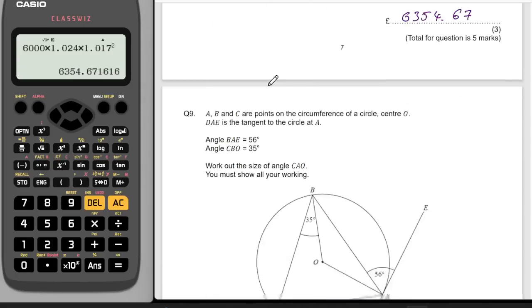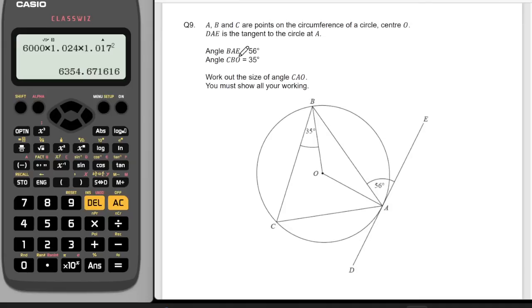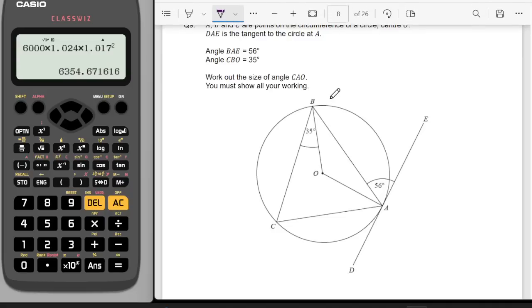Okay, question 9 then. So ABC are points on the circumference of a circle, centre O. ADE is the tangent to the circle. Angle BAE is 56 degrees. Angle CBO is 35 degrees. Work out the size of the angle CAO. So CAO. So I want this angle here.